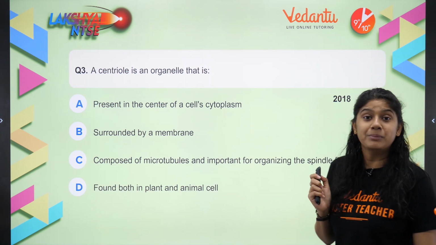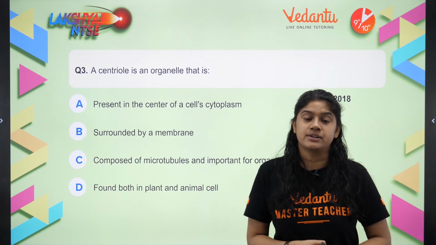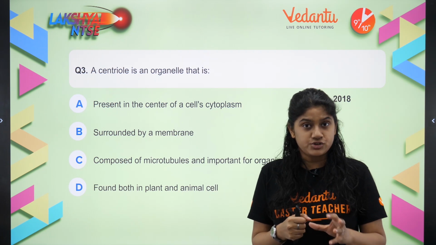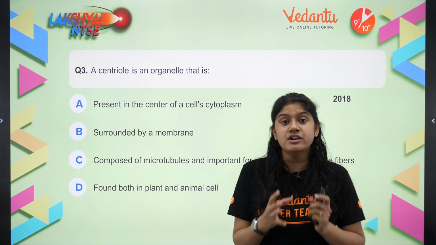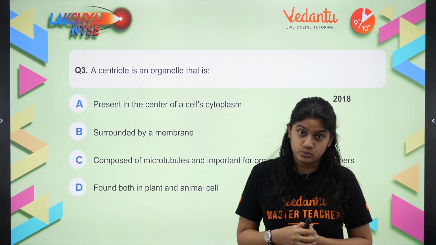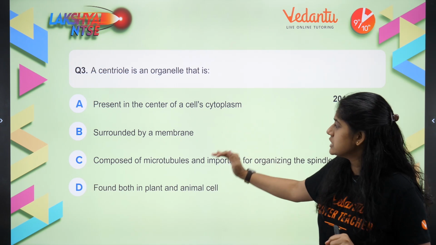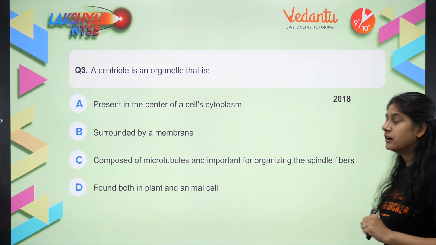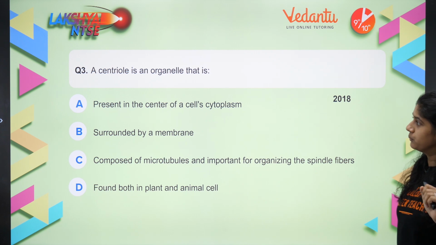And here's question number 3, everyone. A centriole is an organelle that is... We have studied about the centriole. Now, centriole helps in the division process. During the cell division process, the centriole plays a very important role. So what we have to do is tell what a centriole is and which of these 4 options gives a proper definition of the centriole.